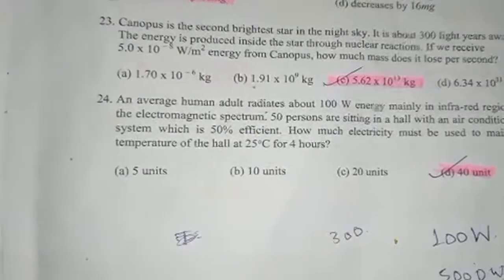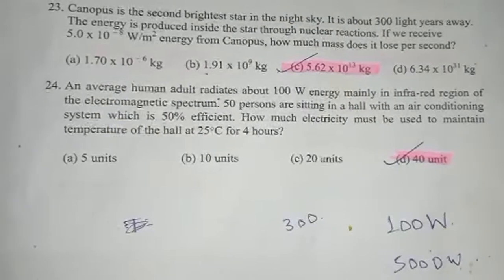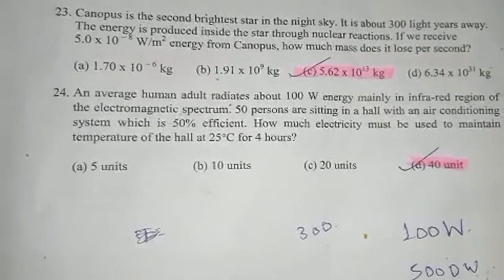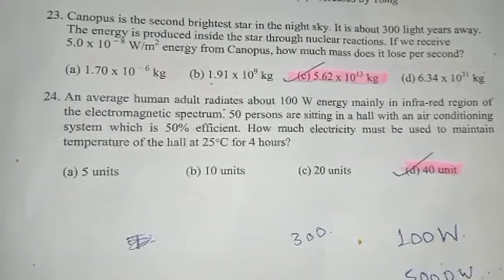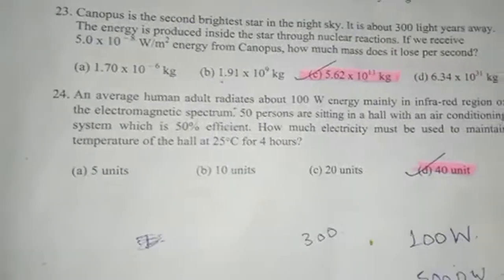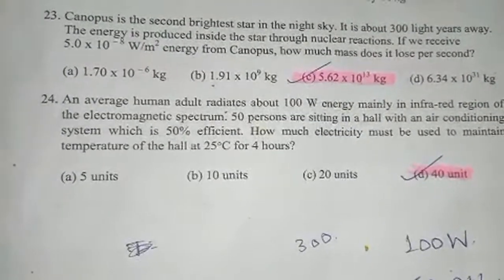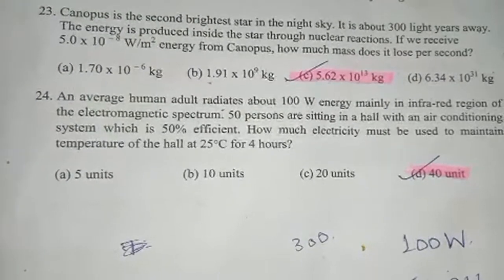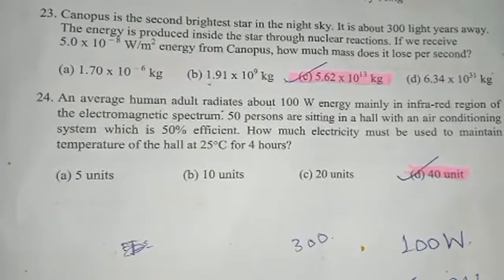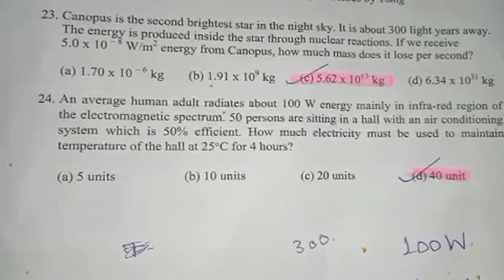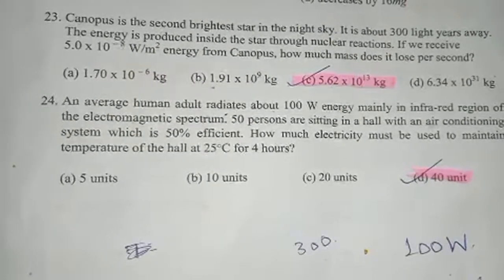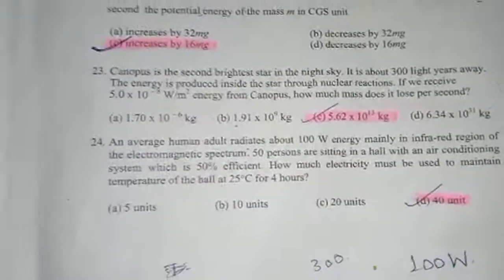Then the next question is, an average human adult radiates about 100 watt energy mainly in infrared region of the electromagnetic spectrum. 50 people are sitting in a hall with an air conditioning system which is 50% efficient. How much electricity must be used to maintain temperature of the hall at 25 degrees Celsius for 4 hours? So the correct option is option number D, that is 40 units. So let's do the next question.